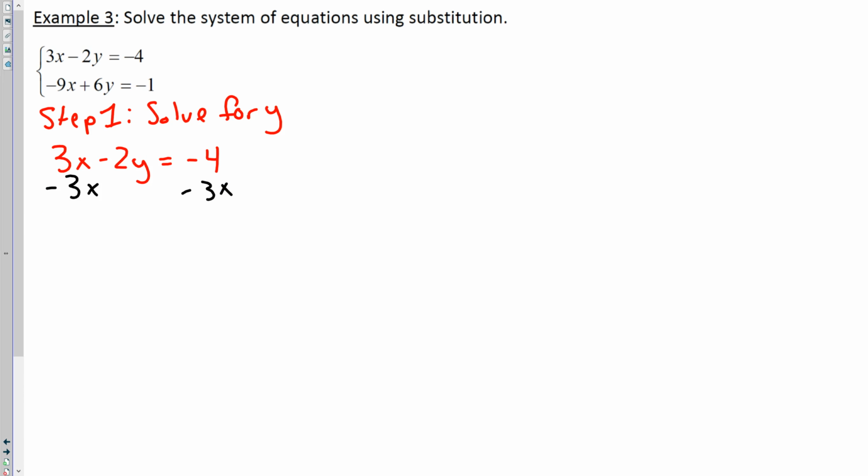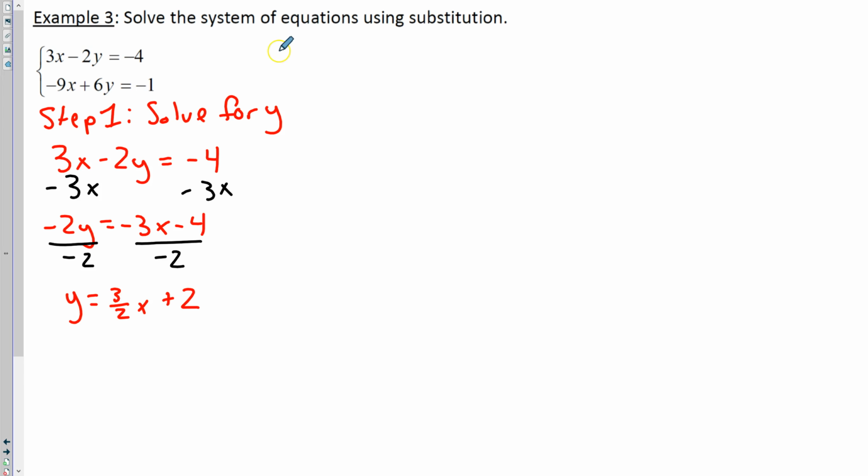So if I decide to choose to solve for y, then I'm going to go ahead and move my 3x to the other side of my equation, and then we would divide by -2 on each side. And I get y equals 3 halves x minus 2. My two negatives would also divide, become a +2.